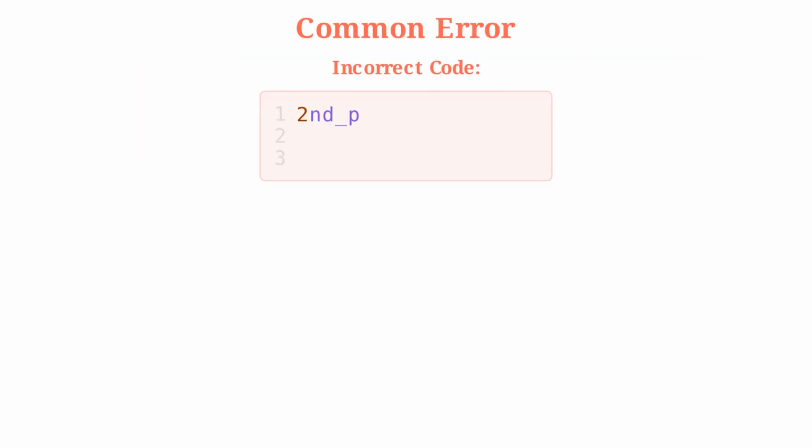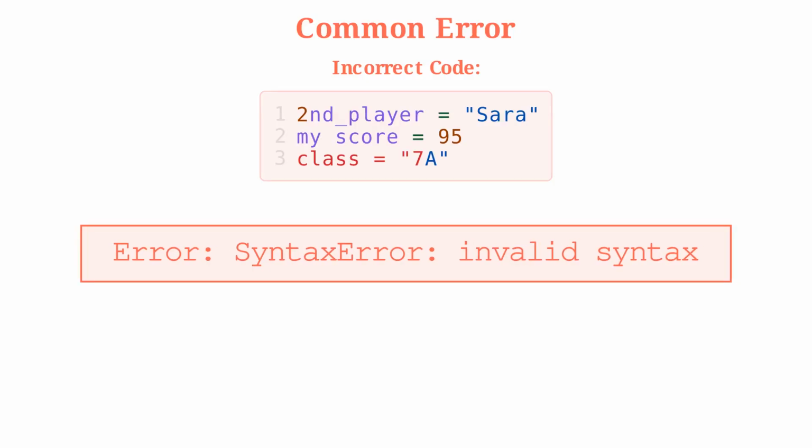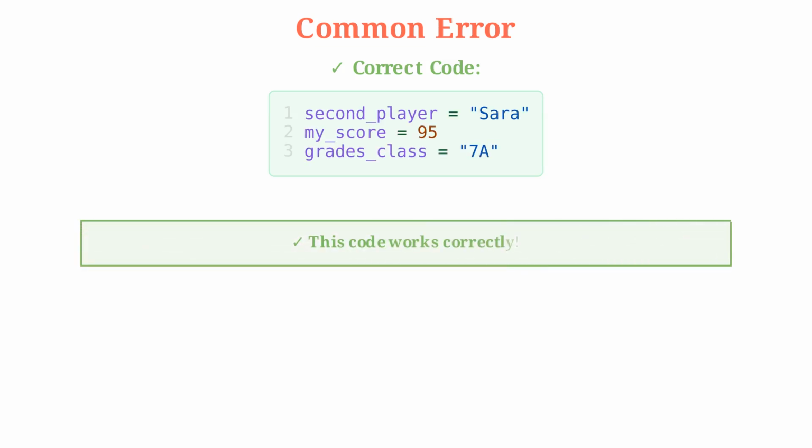Here are the mistakes in action. Starting with a number, using spaces, using Python keywords, all of these make Python angry. But look how we fix them. Use words instead of numbers, underscores instead of spaces, and different words instead of Python keywords.